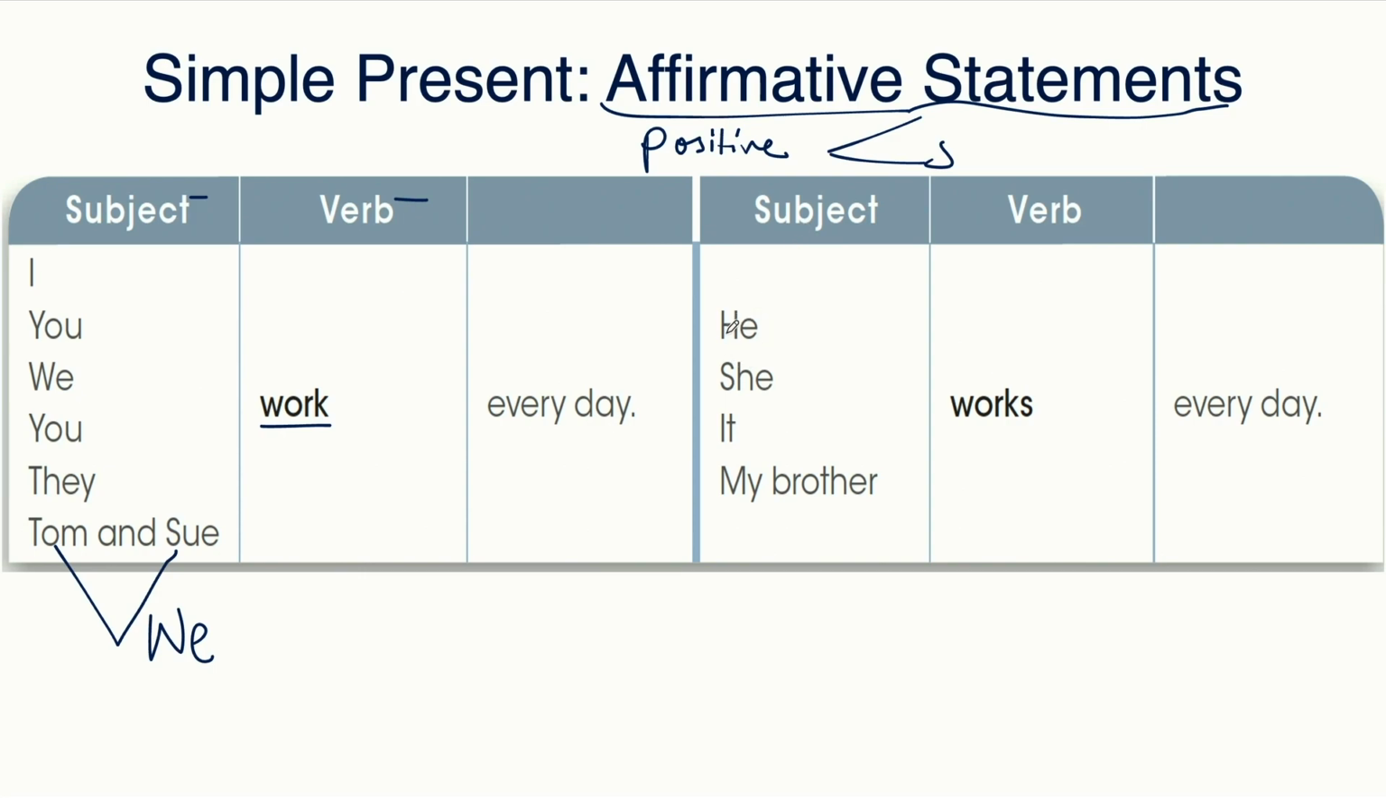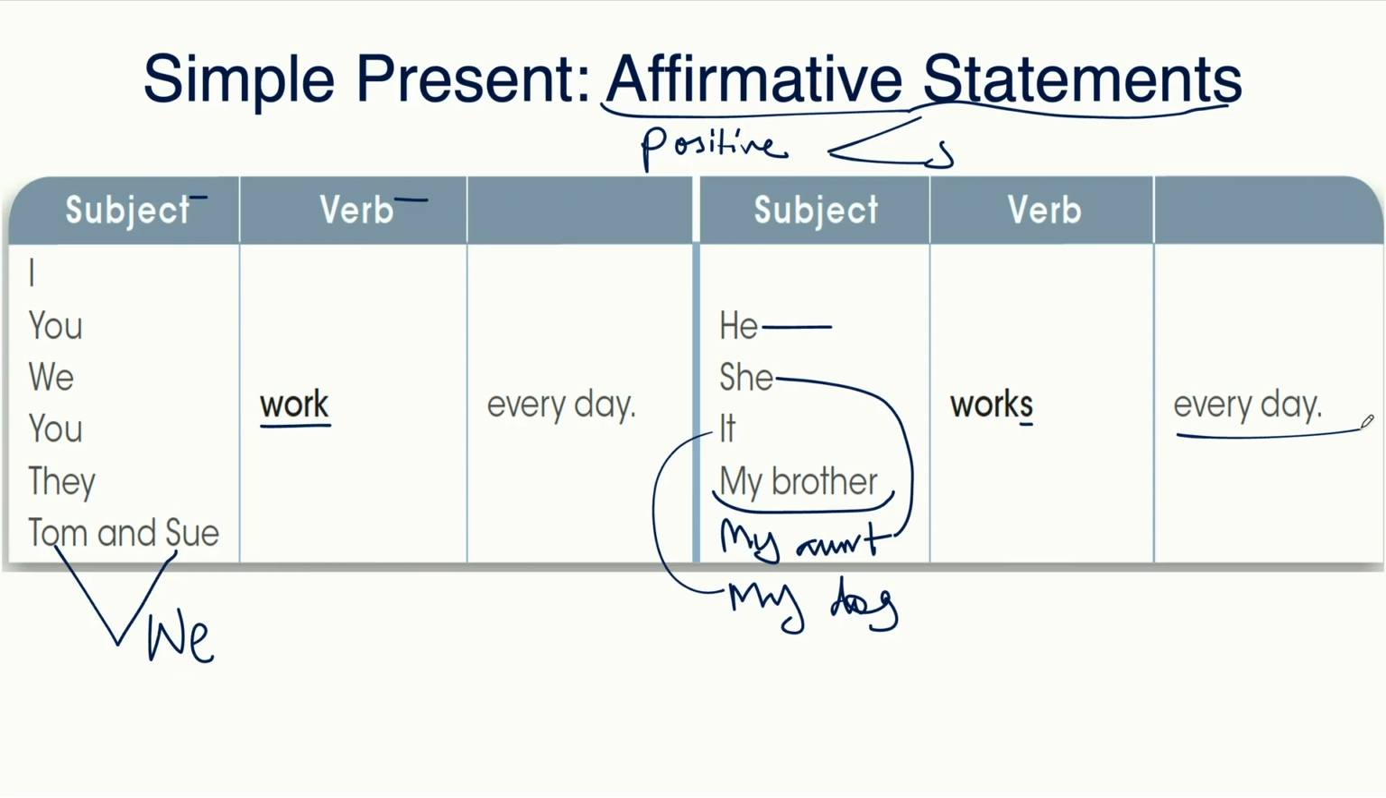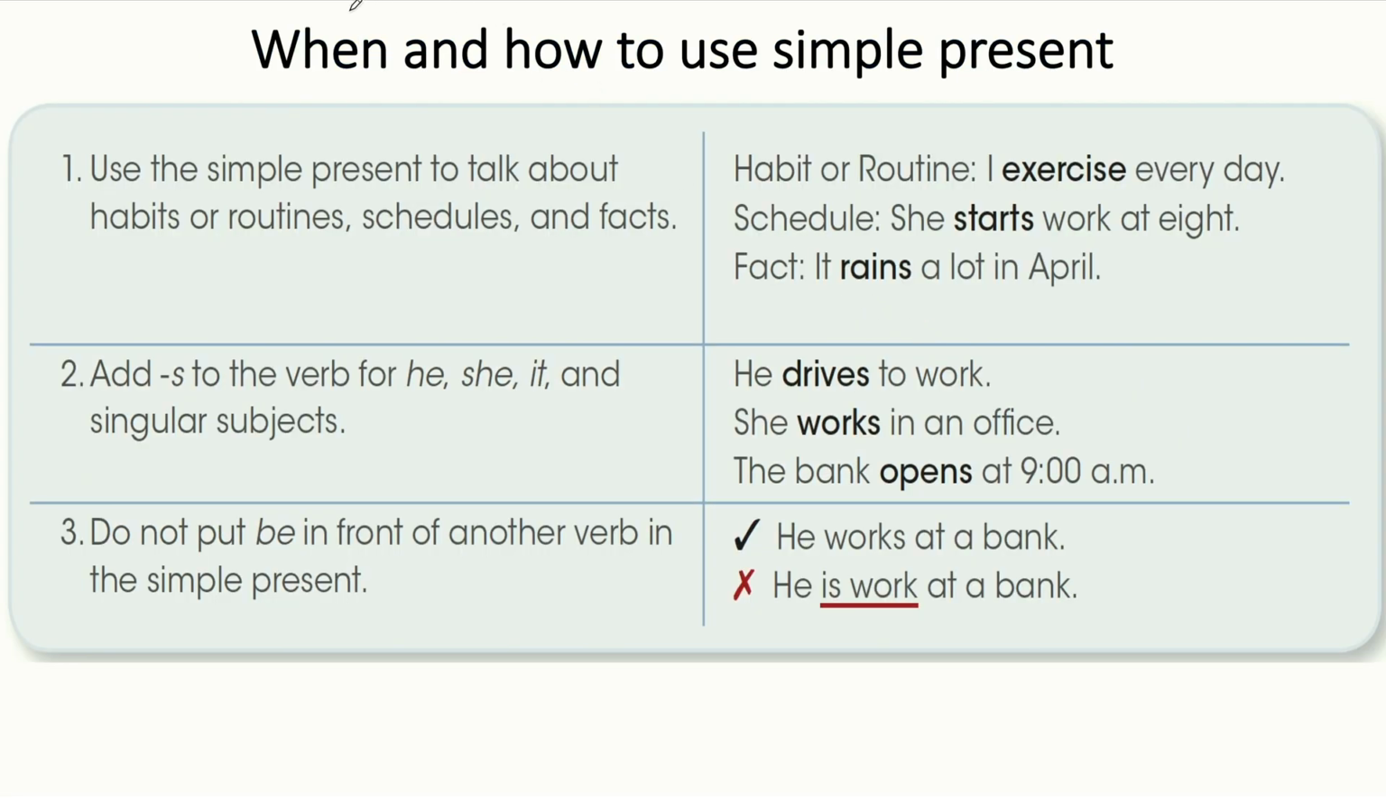And about he, she, it, as I told you, the subject can change. Now it is my brother, that means he, and it can be my aunt, that means we are referring to she. Sometimes it can be my dog, that means we are referring to it. So when it comes to the verb, we add s, and time expression. Let's move on. Now, when and how to use simple present.